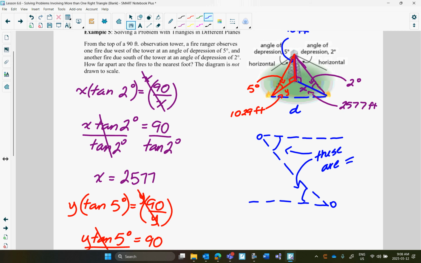Now what? What kind of triangle is that? Remember, this is south. This is west. What's the angle between south and west? What's the angle between any direction and one beside it? It's always like here's north, here's west, here's east, here's south. These are always 90 degrees. All of them. So that means this bottom triangle is a right triangle.